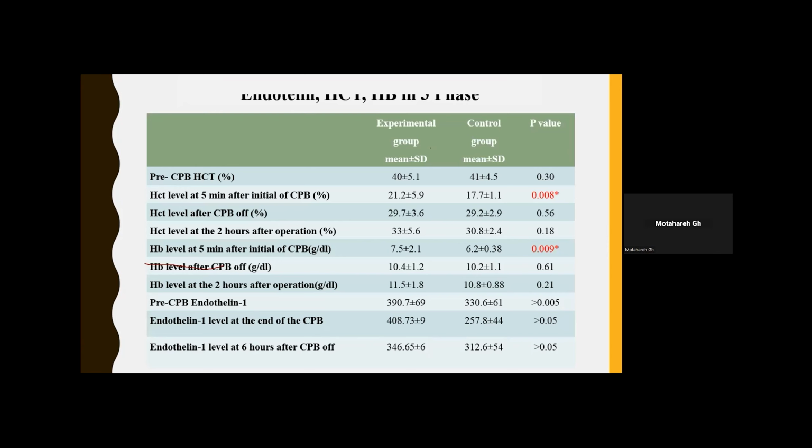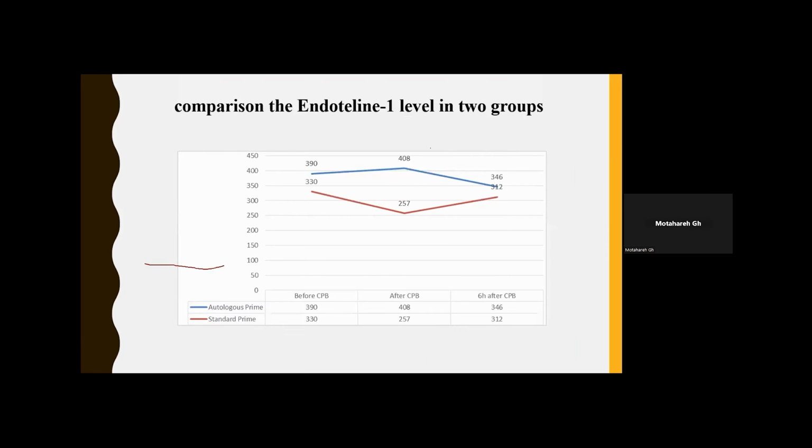Hemoglobin and hematocrit levels in the experimental group are more than the control group 5 minutes after CPB. However, there was no significant difference between the levels of hemoglobin and hematocrit after the end of the bypass between the two groups. Endothelin 1 in the experimental group is more than the control group before the start of CPB, and at the end of the CPB, the amount of endothelin 1 increased in the experimental group and decreased in the control group. There was no significant difference between the two groups.